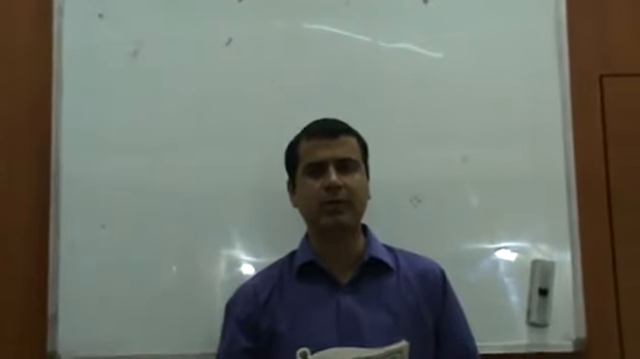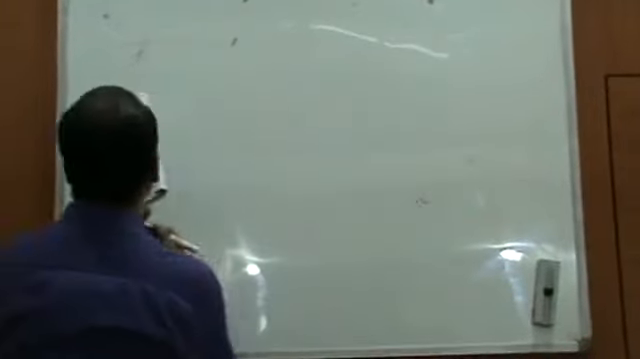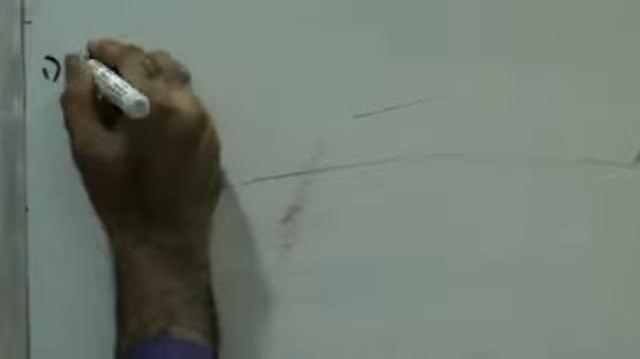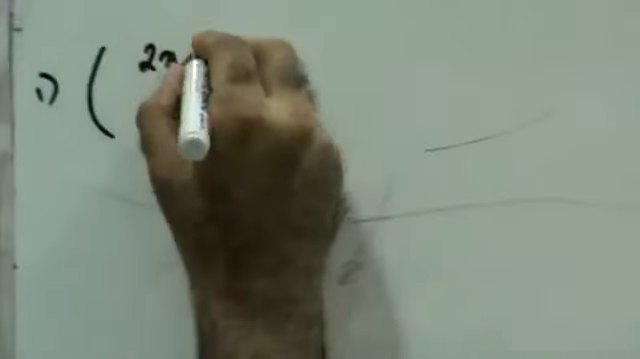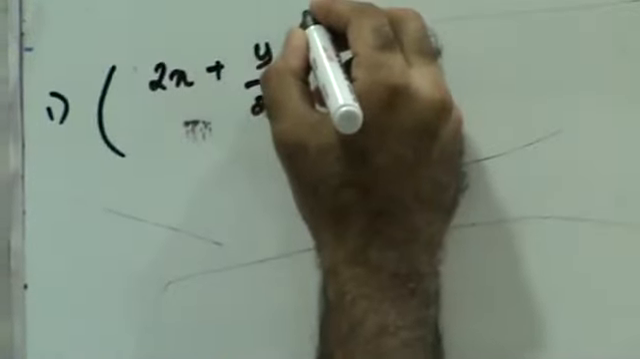I'm Sunil Mirwani and today we will be doing this chapter called binomial theorem. Let's see this. Now what is binomial theorem? When you want to do expansion of a number which has degree greater than 3, then you use binomial theorem. 2x plus y upon 2 the whole raised to say 5.